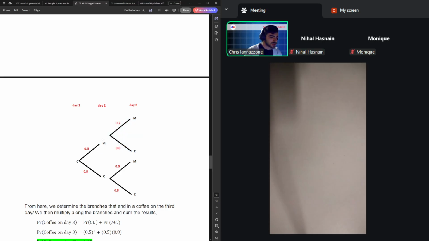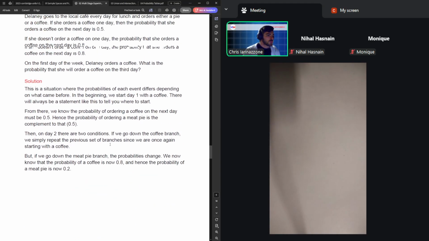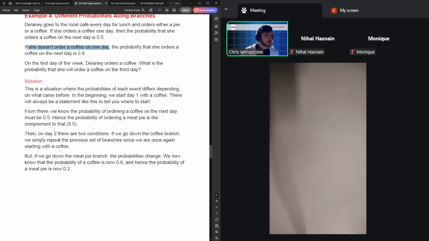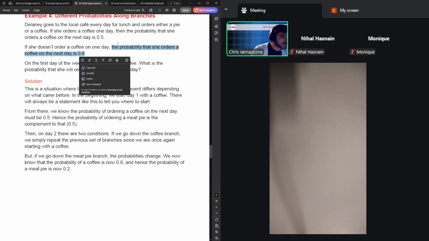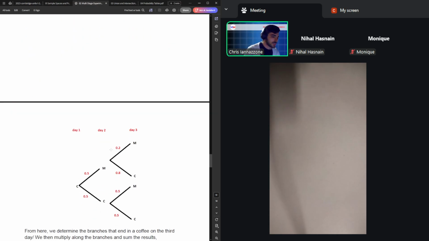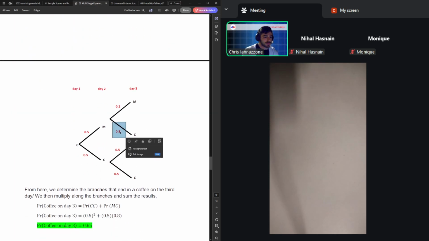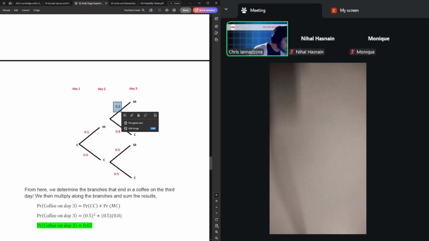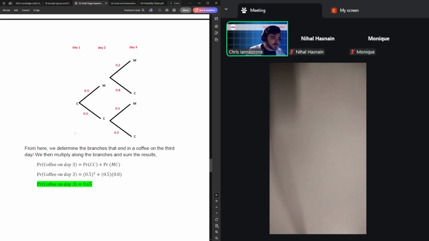What will be different is going to be the branch that follows M, obviously, right? We're not starting with a C anymore, we're starting with an M. What happens when we start with an M? Well, that's the same thing as not ordering a coffee on that day. Probability of coffee on the next day is therefore now 0.8. So once again, label that branch 0.8. And once again, 0.2 is now going to be for our complement probability. That's going to get us a full tree diagram.